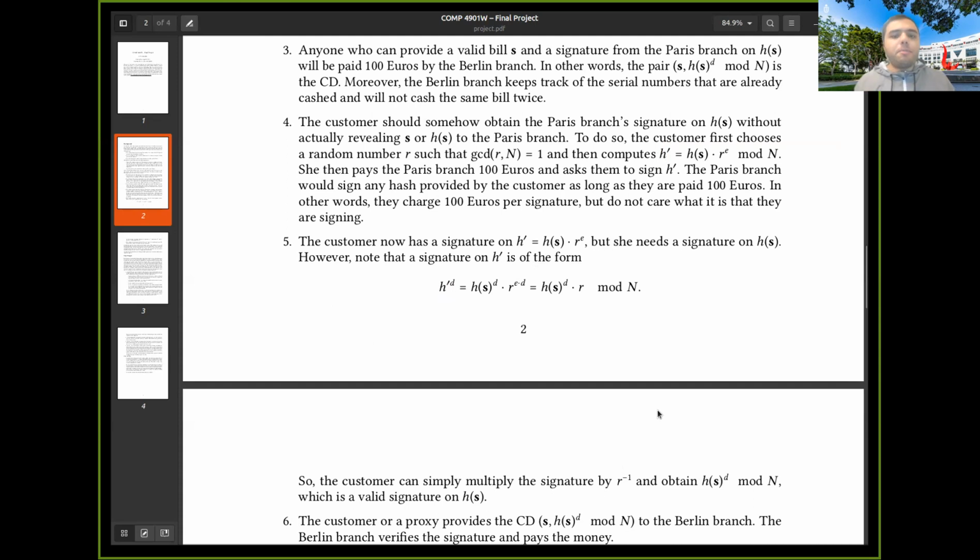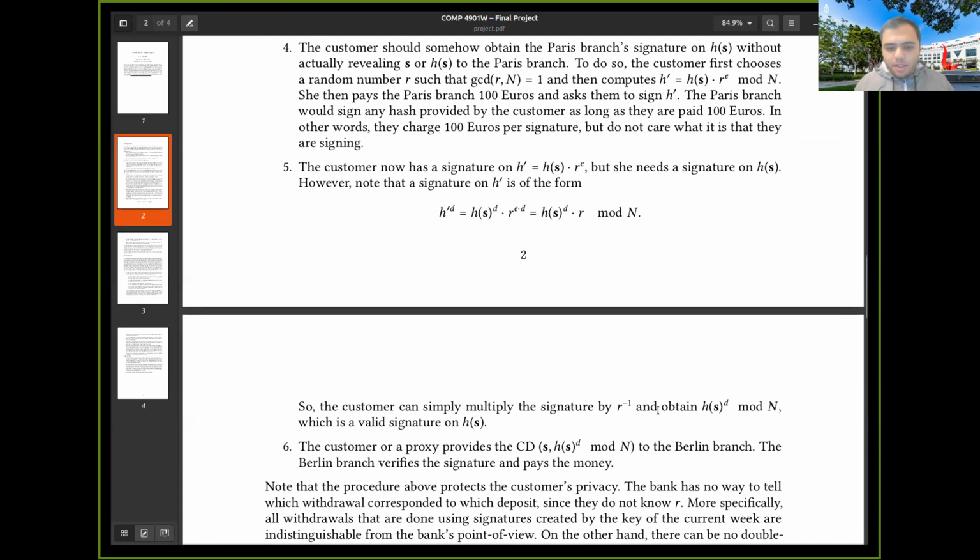Okay, so the bank signed something without getting any information about it, and now the customer or the recipient, whoever wants to withdraw the money, can just go to the bank and show them this banknote or bill S, and also the signature of the bank on the hash of the banknote. And now the bank can verify that this is actually a correct signature.